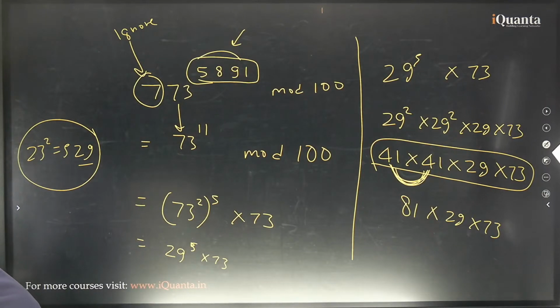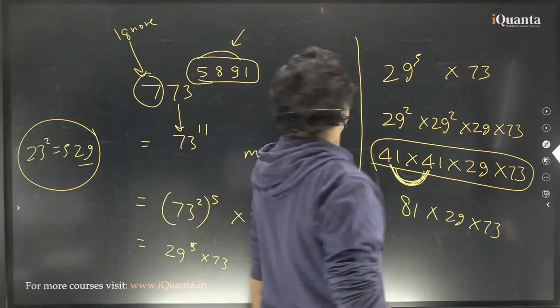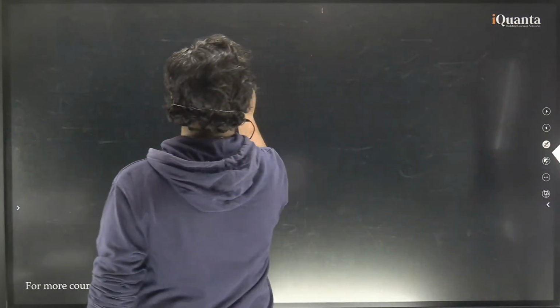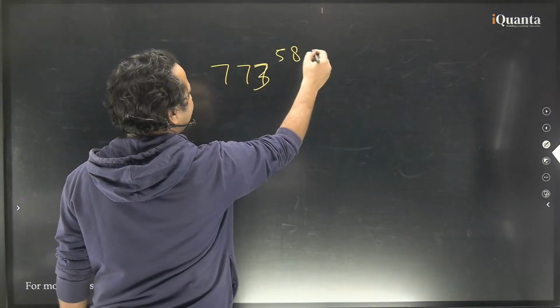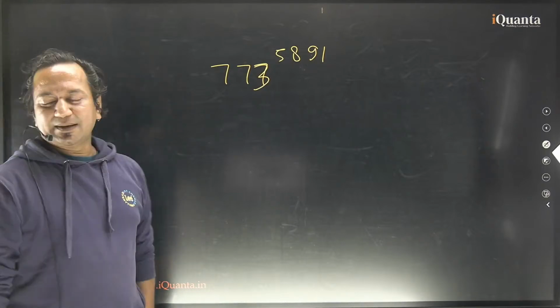Piyush, this question was difficult, but once you must look at it. Now look, why I was doing this difficult question is so that you get to one thing which will make it very easy. Now I make this easy. So it was 773 raised to power 5891. This was it.